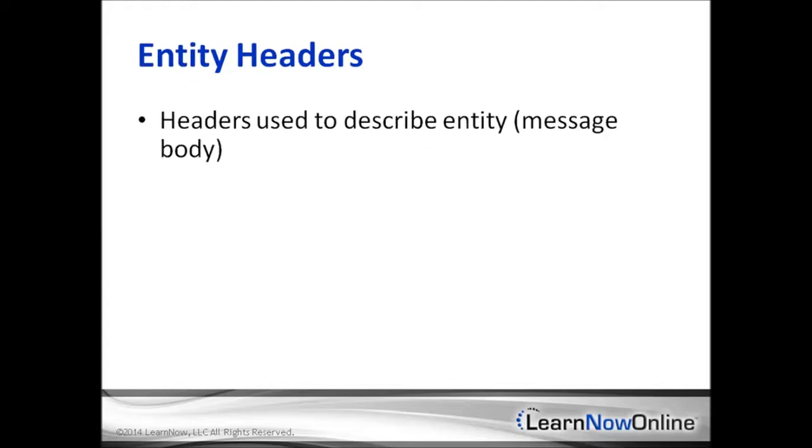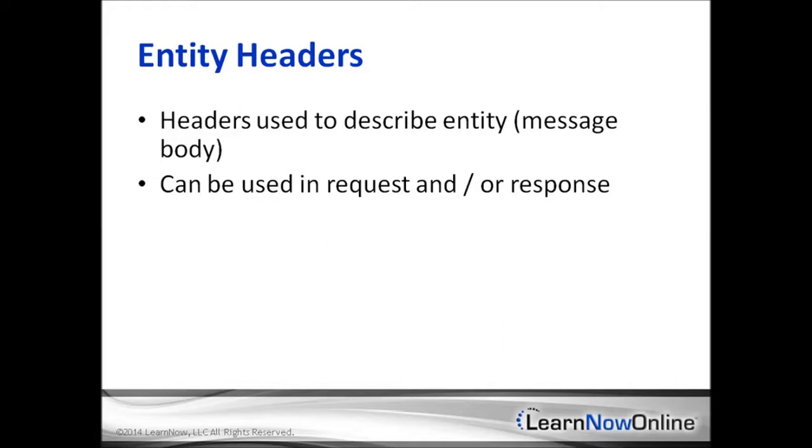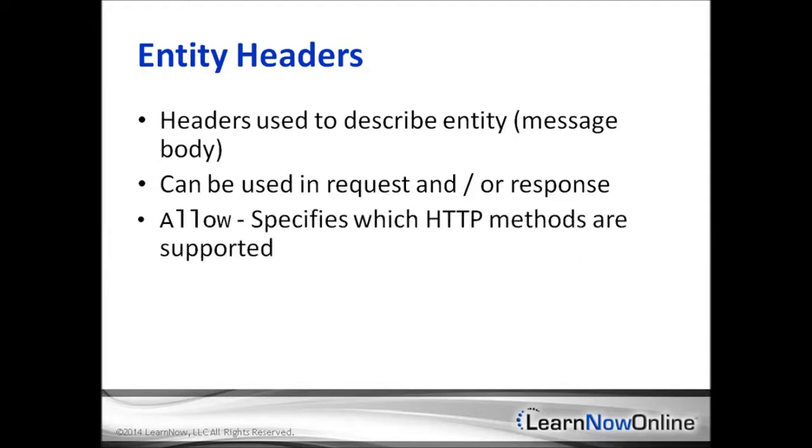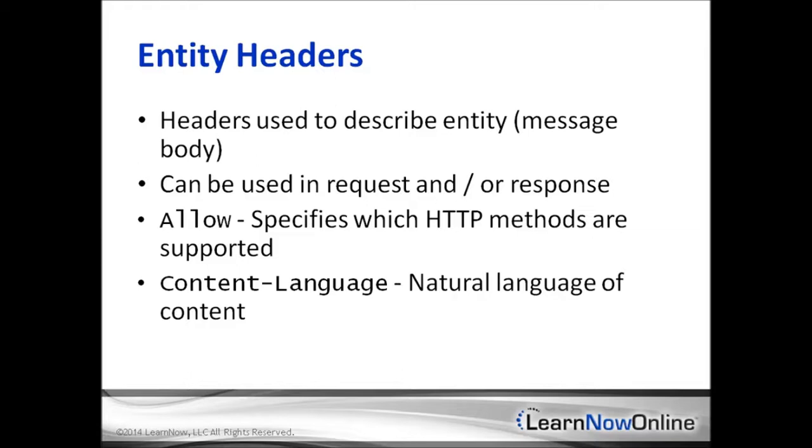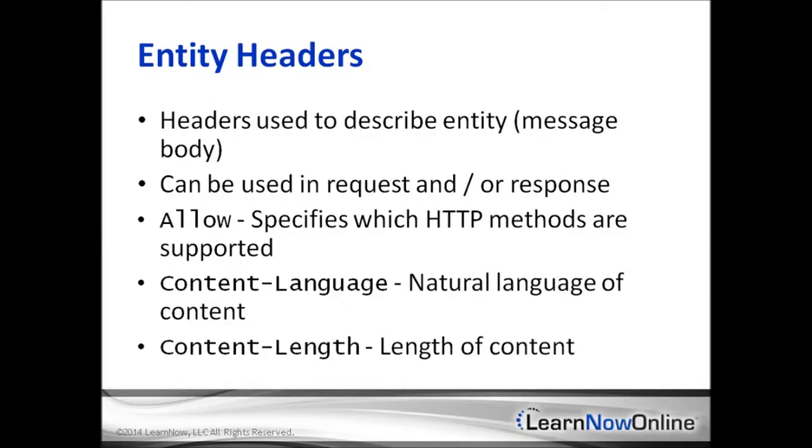And then there's also entity headers that can be used to describe what's in the message body. And these are used in both request and response because with a POST, I'm actually sending in an entity in the body of the message. In a response from a GET, there's going to be an entity in the response. Allow basically specifies which HTTP methods are supported with that. Content language, it's the language of the content itself. I think that's kind of self-explanatory. Content length, how big the content actually is.